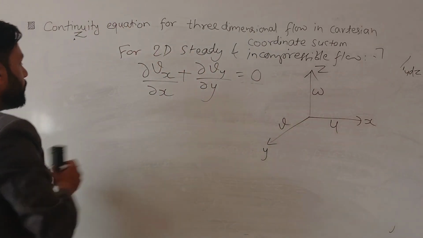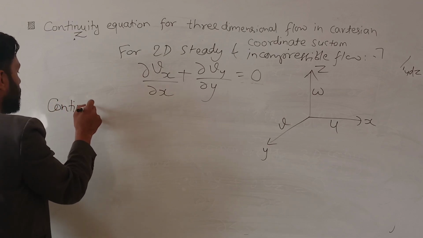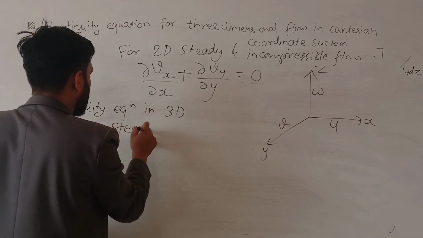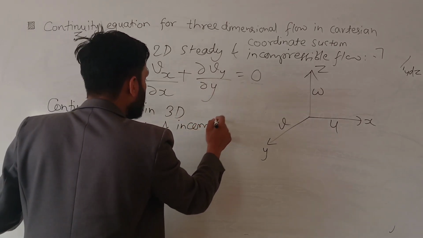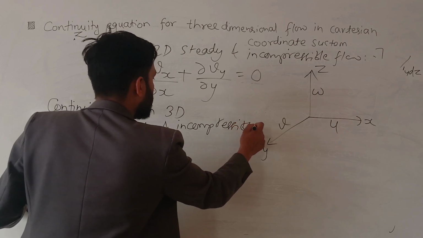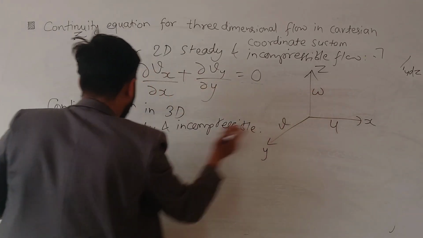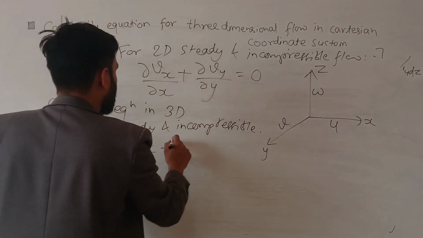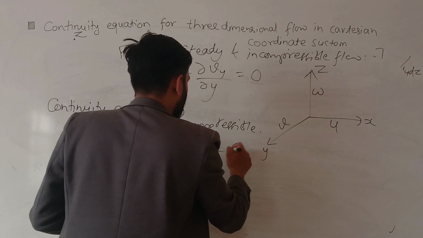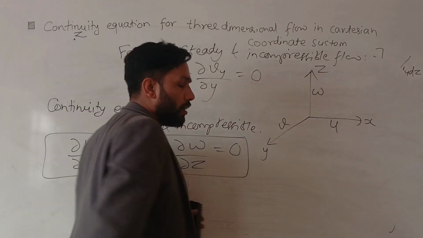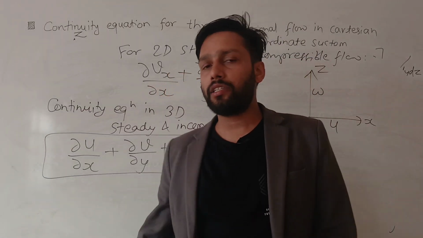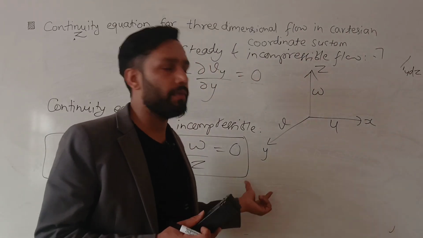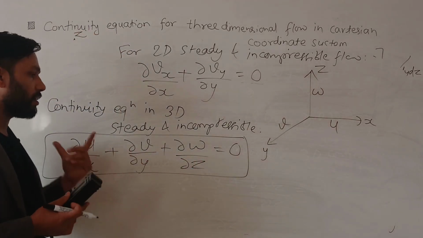Okay, so if you write uvw, what would be the continuity equation in three-dimensional steady and incompressible flow? Just replace this Vx, Vy, Vz by u, v, w. Okay, del u by del x plus del v by del y plus del w by del z. This is a very, very important derivation of fluid kinematics, and this is the continuity equation in three-dimensional Cartesian coordinate system, and this is particularly for a steady and incompressible flow.